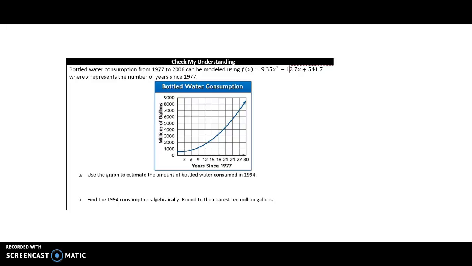I see the same thing. Option A here says use the graph to estimate the amount of bottled water consumed in 94. I'm not really going to ask you to do that, but what I could do is ask you to get an exact amount for how much water was consumed in 1994. We start in 1977, so x equals 0 represents 1977, and here I'm asking you for 1994. So that is what, 17 years later, so I'm asking you for the input of 17.